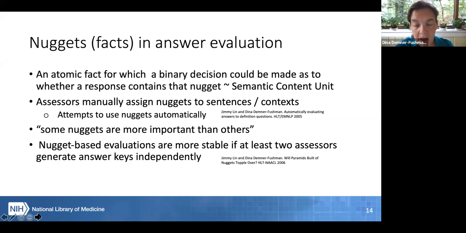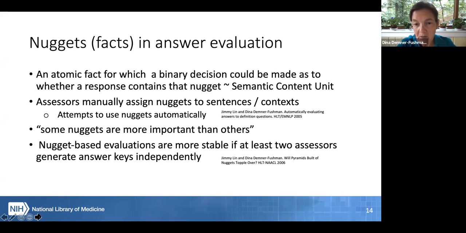The idea is that this gives you some structure, because otherwise you would have to say this is an answer or this is not an answer, or maybe this is a partial answer. But if you have these semantic content units, then you can judge what the answer actually provides. So that was the idea when NIST introduced the nuggets first. Back then, they had the notion that some nuggets are more important than others. Those were called the vital and OK nuggets.